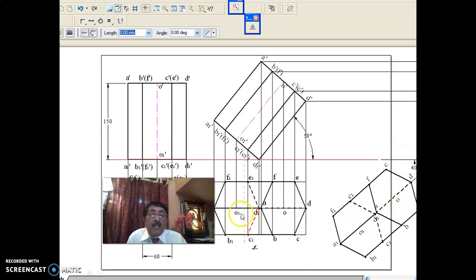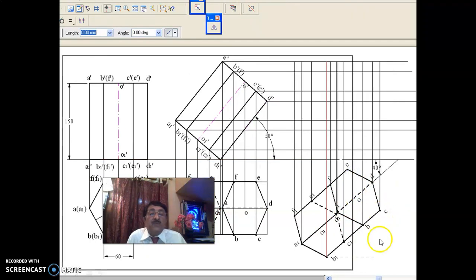As a result, the second stage top view and third stage top view won't change. That is why you move, copy, paste and rotate in such a way that this OO1 is inclined at 40 degrees to VP. Now you see here. With this type of complex problem, if you know the correct procedure, you will never go wrong. You will do it perfectly even in the examinations.